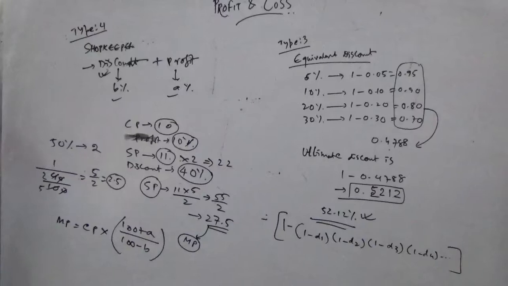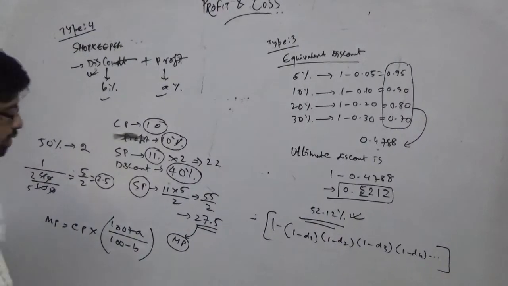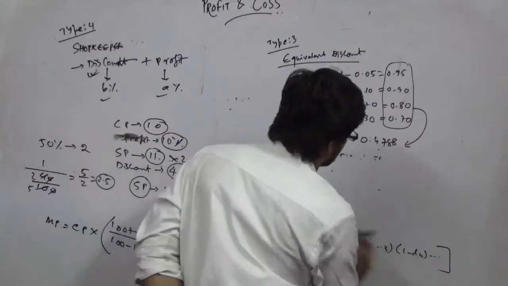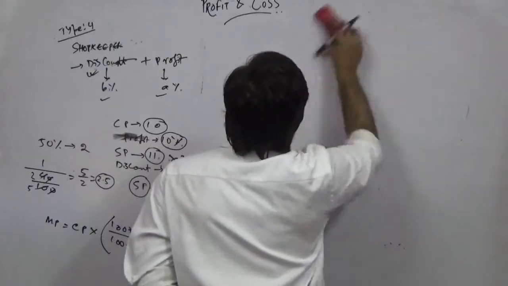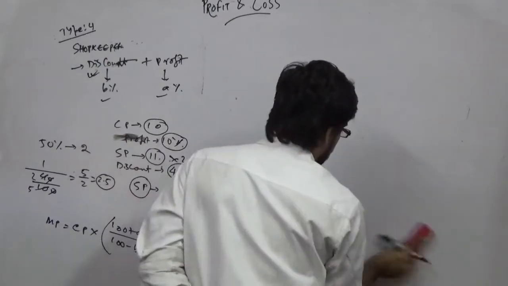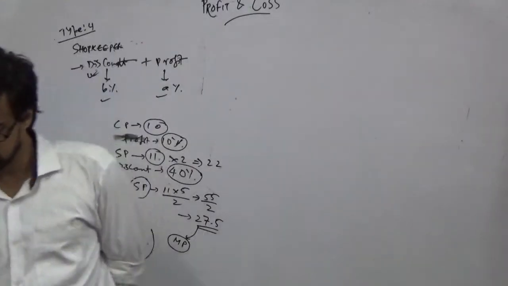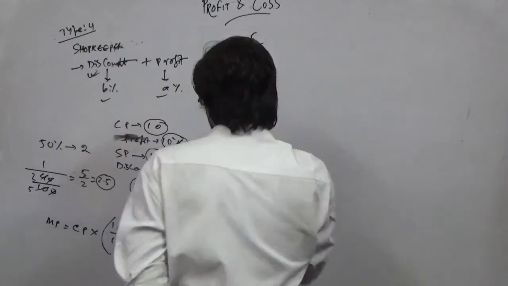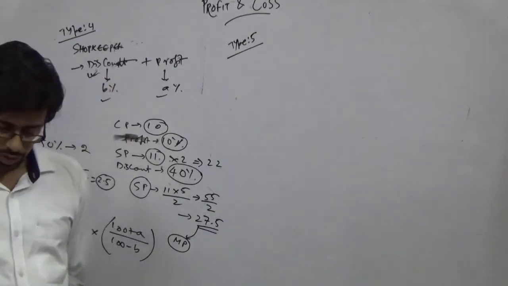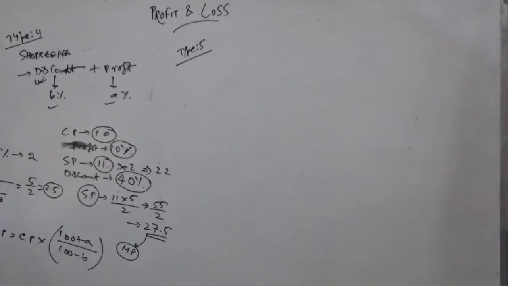Okay. Coming to type 5. Type 5 is again on the basis of discounts. This says if a person wants to get A% profit after giving a discount of B%, then the percentage increase in mark price. Okay, A% profit and discount of B%.